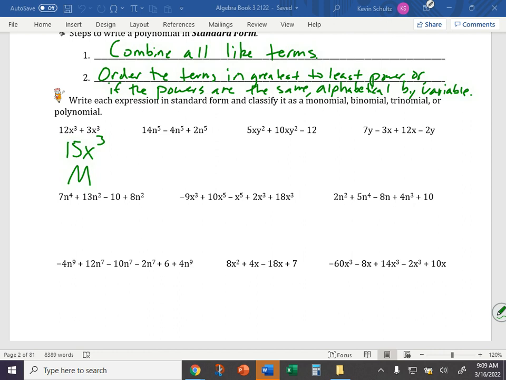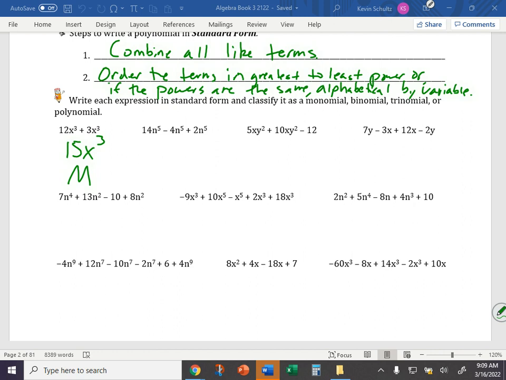Next one. What do you think, Elliot? I just have a question. Yes. So for this, would 15x plus 15x cubed be a binomial? Yes. Because in order to combine the terms, you need the same variable to the same power. And the reason for that is because x is a different value than x cubed is.